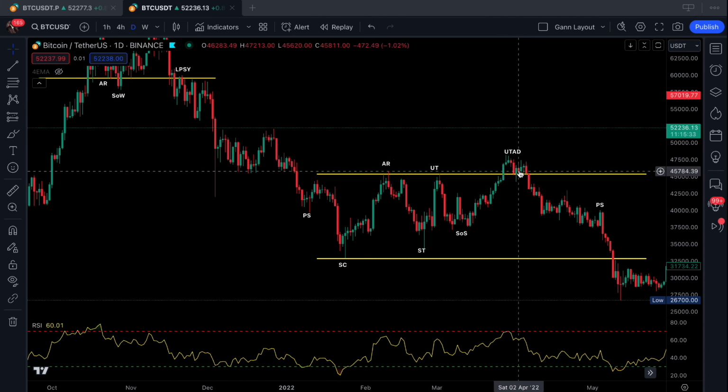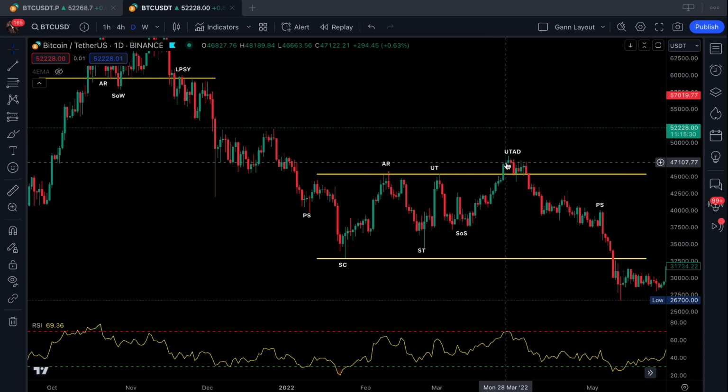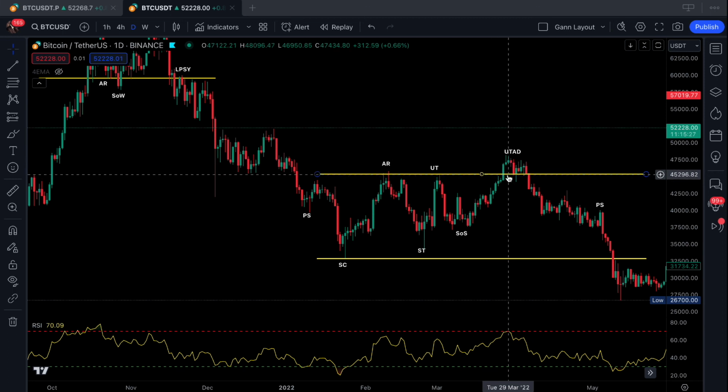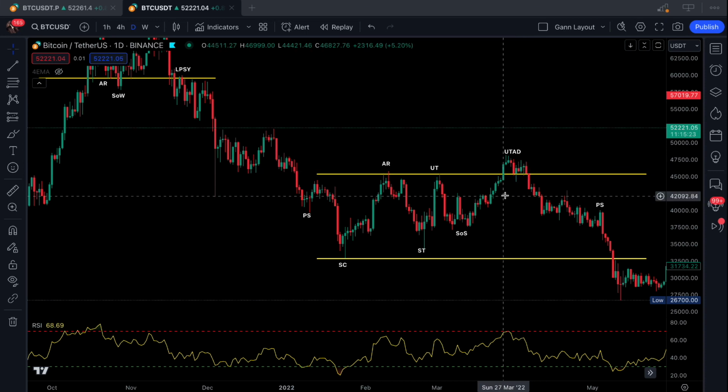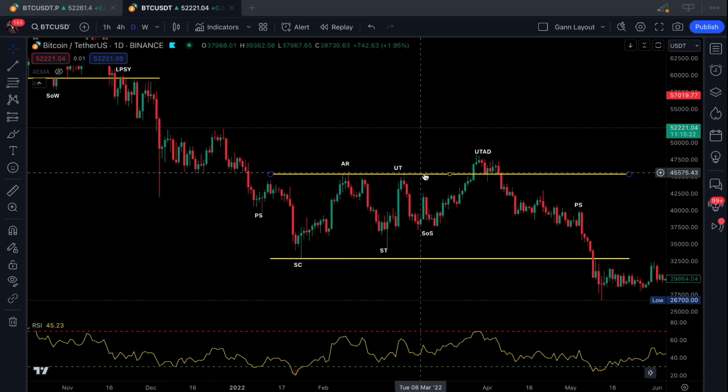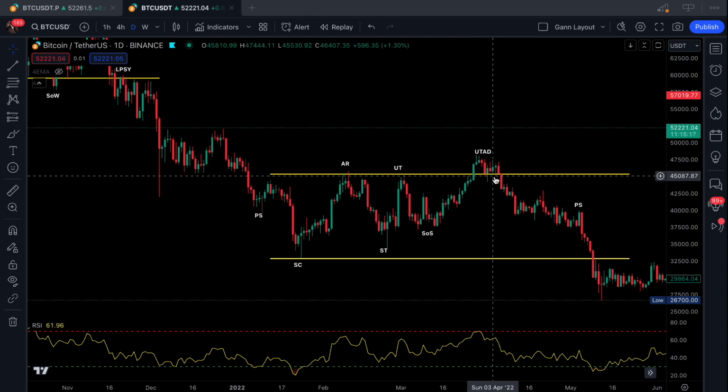The market maker is holding price. Why is he holding the price above here? Because he's building short positions. You need to recognize that. Look at these candlesticks. Okay? What do you see? You see short bodies and long wicks.